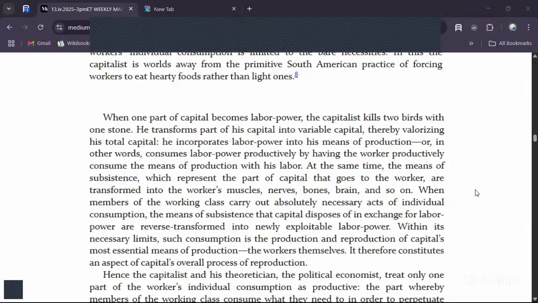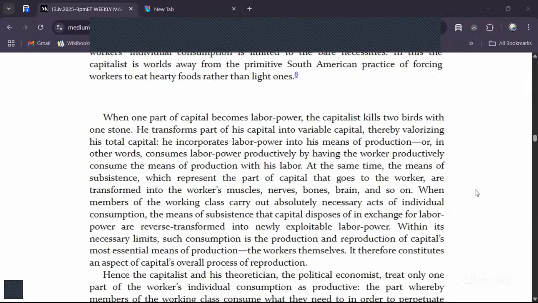When one part of capital becomes labor power, the capitalist kills two birds with one stone. He transforms part of his capital into variable capital, thereby valorizing his total capital. He incorporates labor power into his means of production, or in other words, consumes labor power productively by having the worker productively consume the means of production with his labor. At the same time, the means of subsistence, which represent the part of capital that goes to the worker, are transformed into the worker's muscles, nerves, bone, brain, and so on.